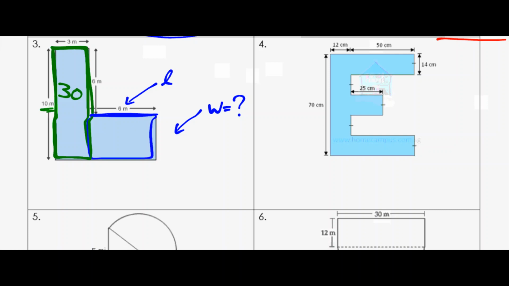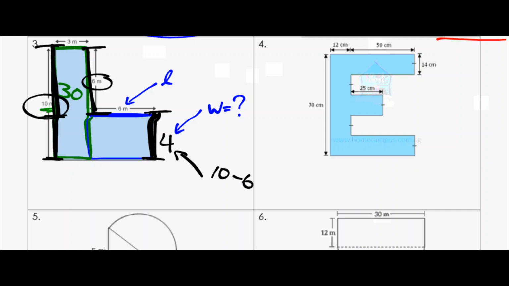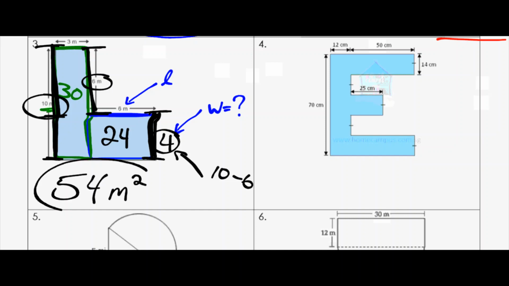And I'm going to find that using this 10. So this whole thing is 10, which means that this and this together are also 10. This side goes up to there. This length of 6 goes the rest of the way to get us up to 10. So that width has to be 4. I'm really finding this from 10 minus 6. 10 minus 6 leaves me with just that 4. So now I have my length and width of that rectangle, which is 24, giving me a total area of 54 meters squared.